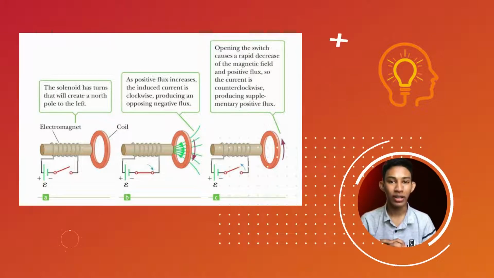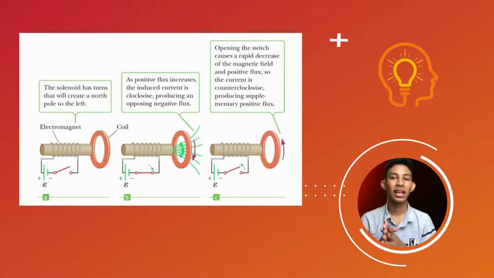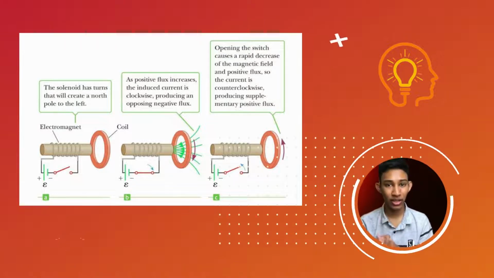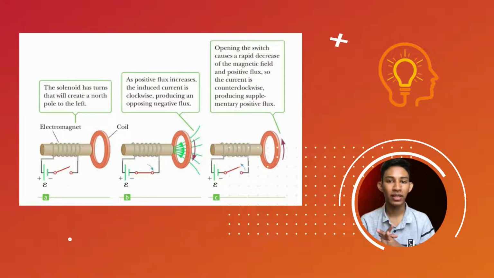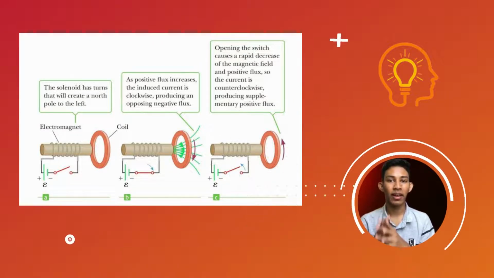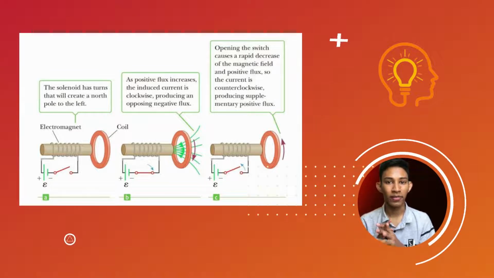So in conclusion, a changing flux causes an induced current, and the associated induced magnetic field produces flux opposing the change in flux in accordance with Lenz's law. When the flux stops changing, the induced current stops.